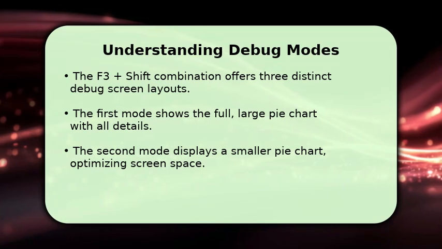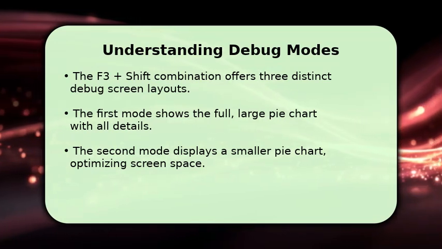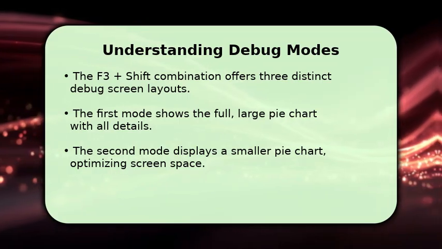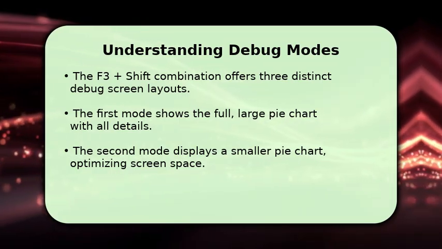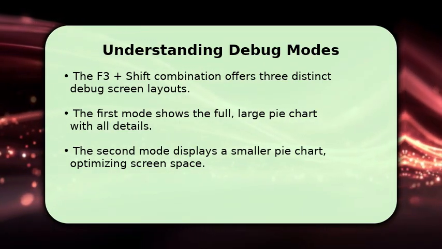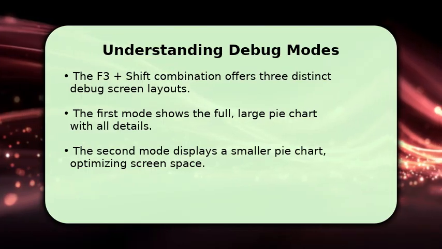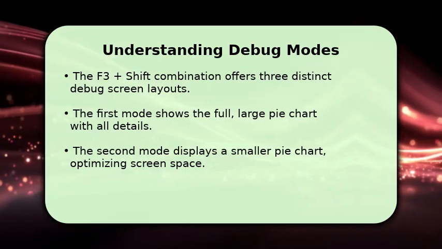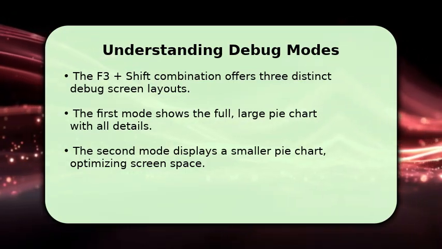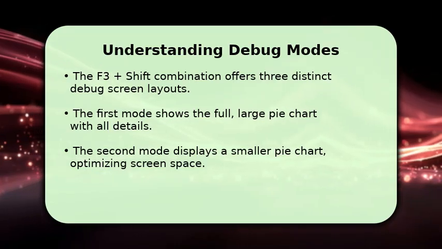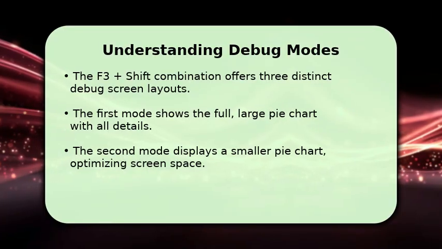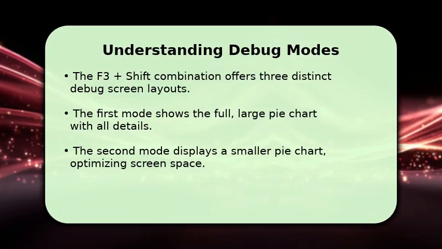The F3 plus Shift key combination actually cycles through 3 distinct debug screen layouts. The initial press of F3 brings up the full debug screen, often with the large pie chart. Pressing F3 again, while holding Shift, will switch to a mode where the pie chart is significantly reduced in size, moving it to a less central position. A third press will hide the pie chart entirely, leaving only the textual debug information.